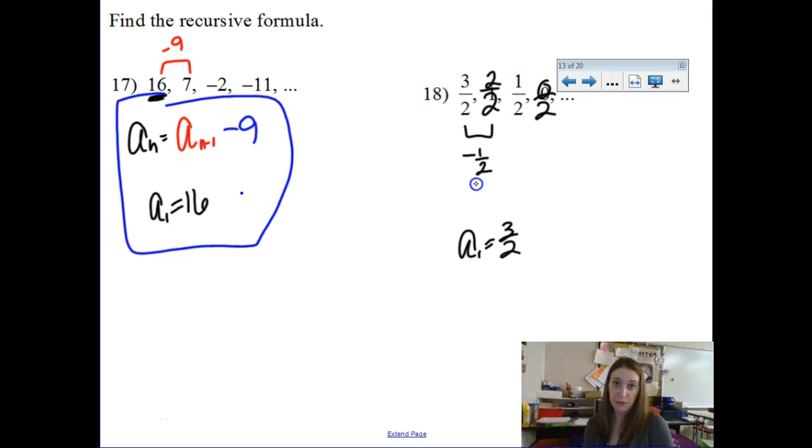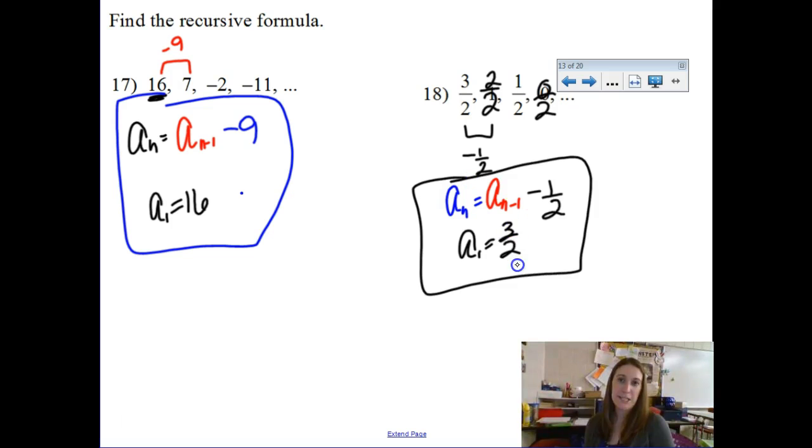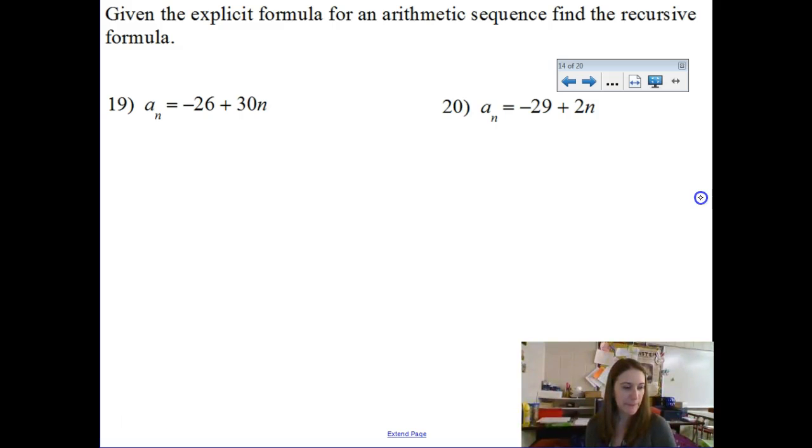And then our nth term, they call it, is you take the previous term, which is a sub n minus 1, and then we said subtracting 1/2, or adding a negative 1/2. So this is the recursive formula. I know that looks really crazy, but that's what it is. All right, keep on going.